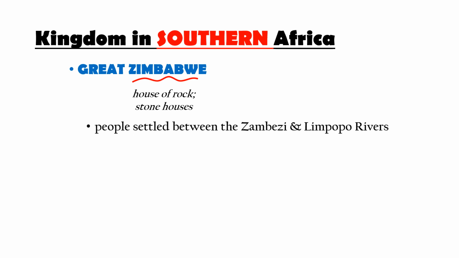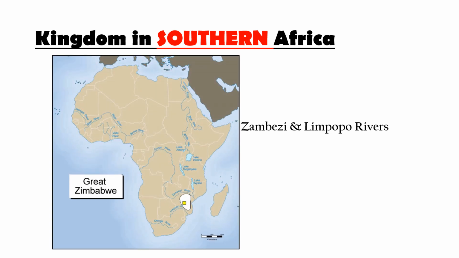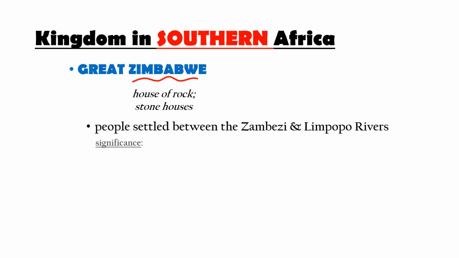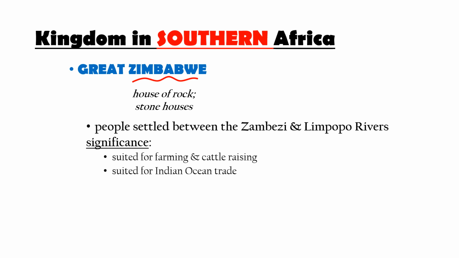So Great Zimbabwe was located between two rivers, the Zambezi and Limpopo rivers. You can see on the map below, it's highlighted there in white in between those two rivers. And the rivers are significant because, as you all know, rivers are great for farming. So it was really a place that was suited for farming and cattle raising, which means self-sufficiency. But it also was located close to the Indian Ocean, so it was really suited for Indian Ocean trade.